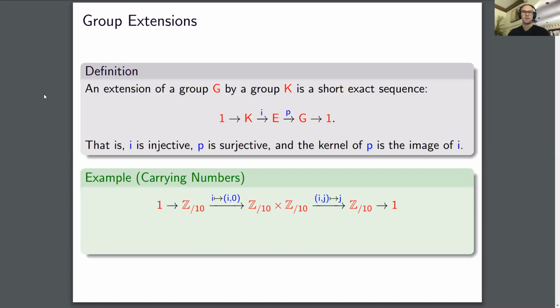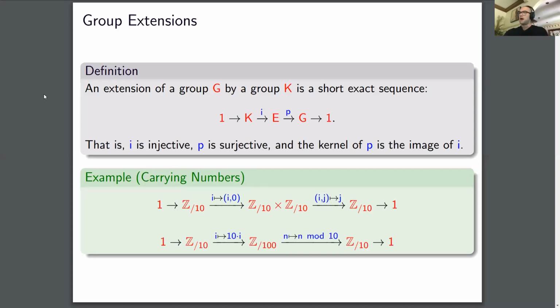And so a trivial example of this is the one I have below, which is forming pairs. So here, it's an extension of Z10 by Z10. And on the left, we include Z10 on the left component. And then the second map, we project off the right component of our pair. And as you can see, the kernel here is going to be precisely those things for which j is 0. So that's exactly the image of the other one. And so this is an example of a trivial extension.